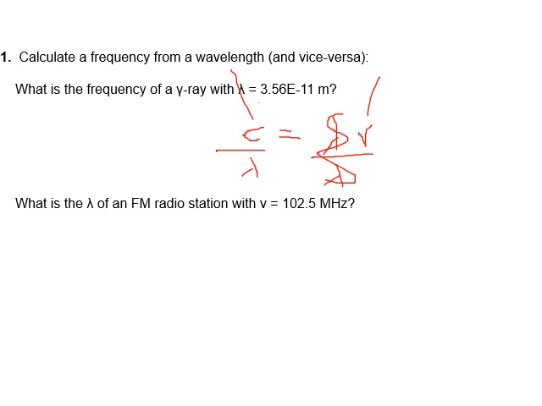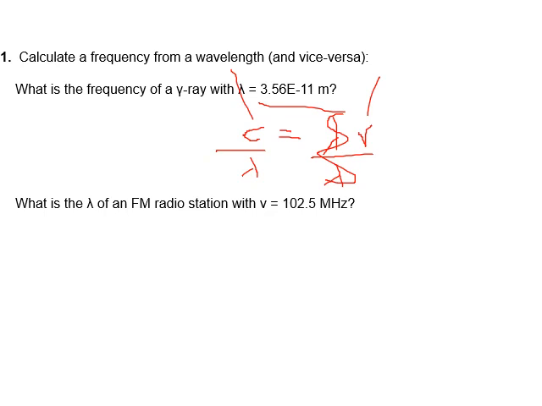Then they're telling us the wavelength, so divide 3e8 by 3.56e-11, and that's going to be about 10 to the 19th. Actually, I think it'll be 0.5 times 10 to the 19th, which would be 5 times 10 to the 18th, approximately, which would be in hertz.